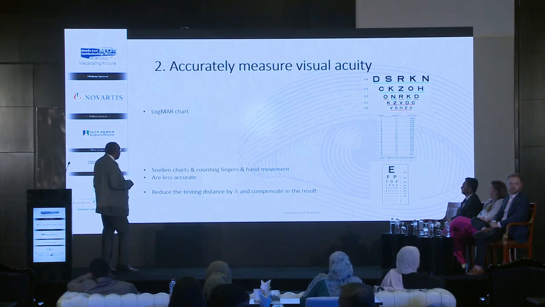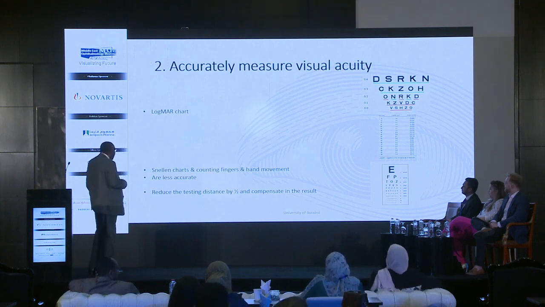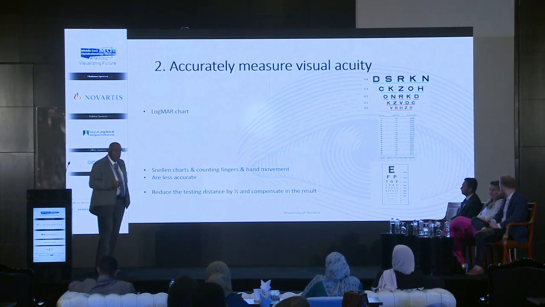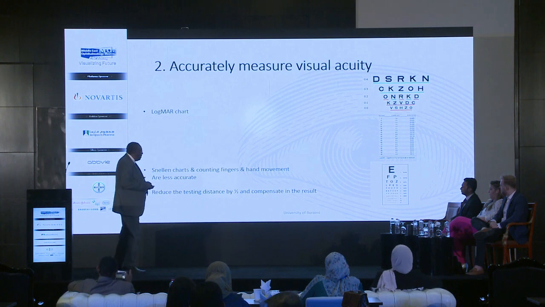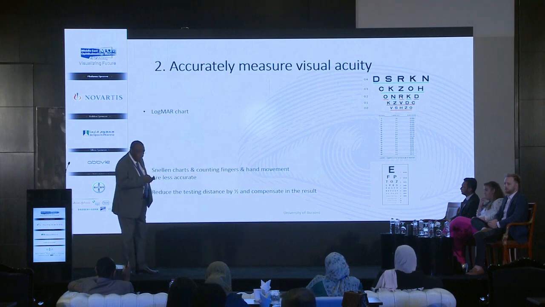Accurately measure visual acuity, that is, logMAR charts should be used. Snellen chart, counting fingers and hand movement are less accurate, so please, if there is any chance to avoid that, it would be great. Reduce the testing distance by half and compensate the result by timing it by two.